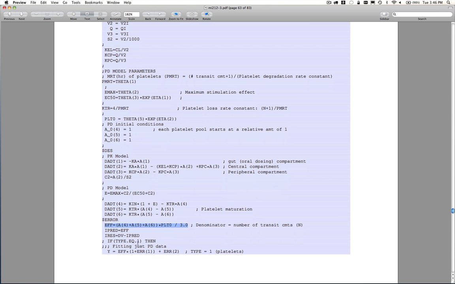In the situation where I was fitting PK and PD simultaneously, I could then have those observations both in compartment two, but differentiated within this error block by that type flag. Not necessary to deal with that in this particular example. Again, it doesn't matter where I put the observations, because NONMEM's only going to be looking at one set of DVs here because there's only one endpoint, and so we don't have to worry about that in this particular example.